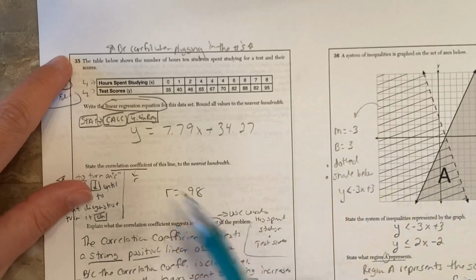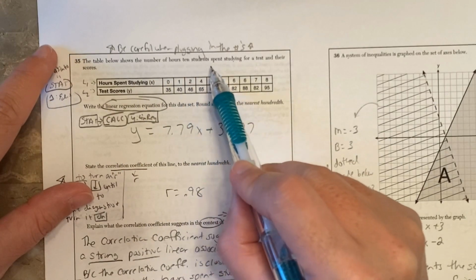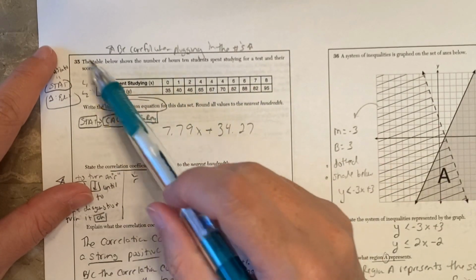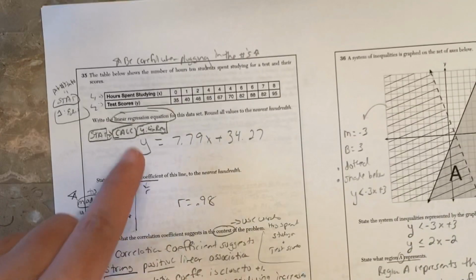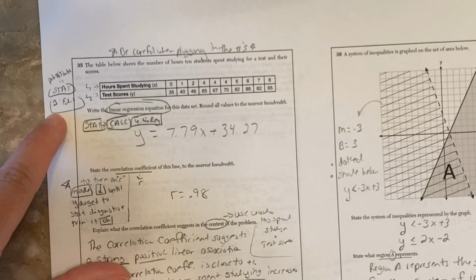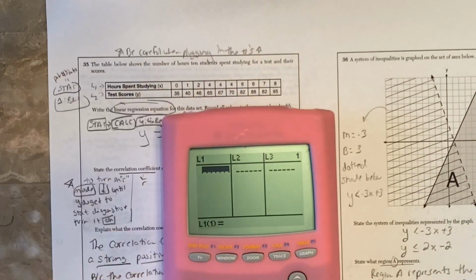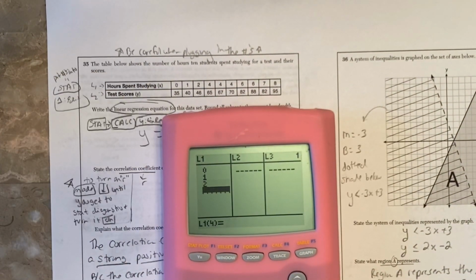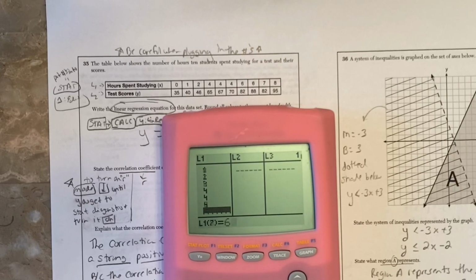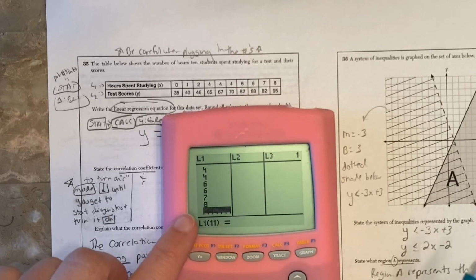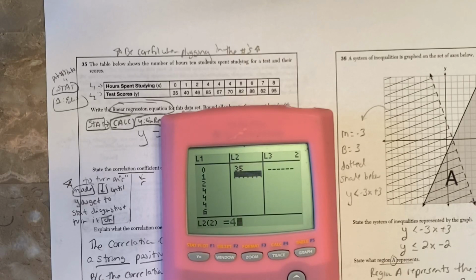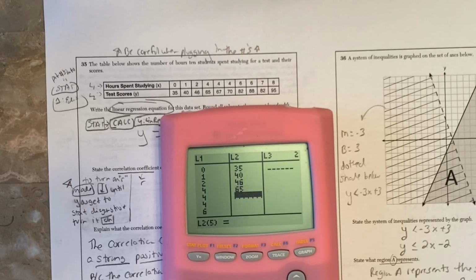All right, 35. The table below shows the number of hours 10 students spent studying for a test and their scores. All right, so we're going to put this into stat 1. Okay, so stat 1. Let's put our numbers in. So 0, 1, 2, 4, 4, 4, 6, 6, 7, and 8. And then move over to L2, 35, 40, 46, 65, 67, 70, 82, 88, 82, and 95.